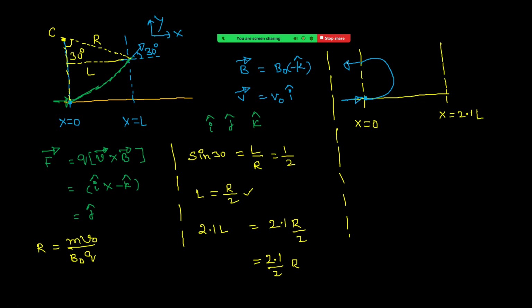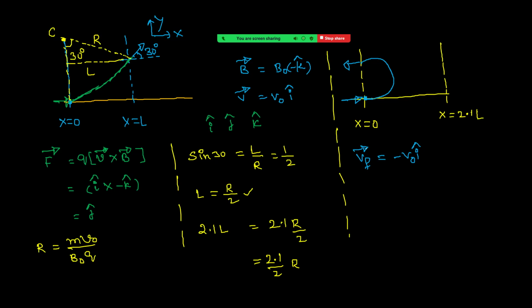That means the final velocity vector is equal to minus v naught i cap. No change in speed, right? The only change is the direction. It is opposite. That's why I have taken the minus here. And see how much time it has spent inside. It is completing a half revolution.